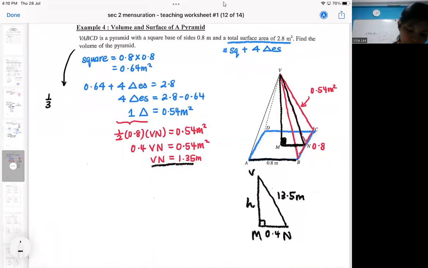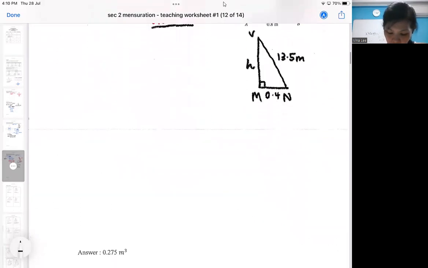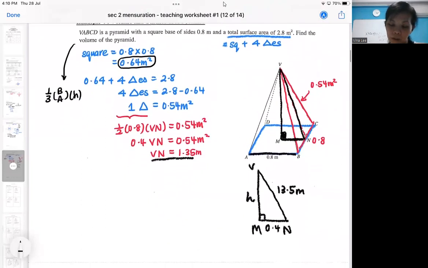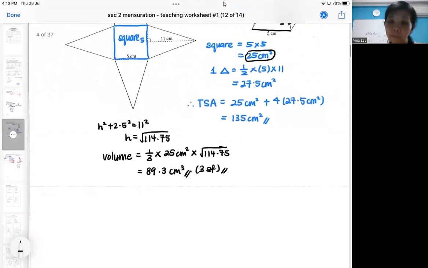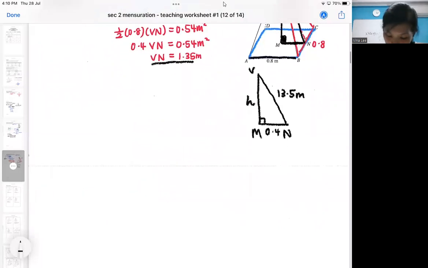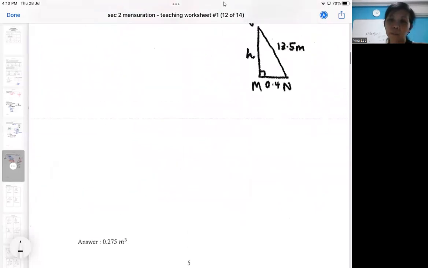1/3 base area times the height. The base area is the square already. So you just need the perpendicular height. So can you try working it out to get the height and then to perform the formula to get the volume? It's very much like example 3. So see if you can complete this last part on the volume and get the answer as 0.275.